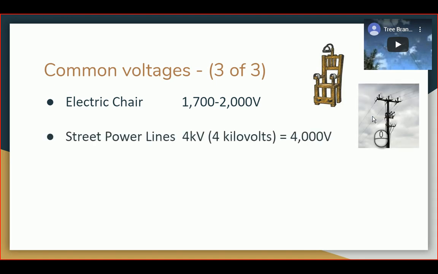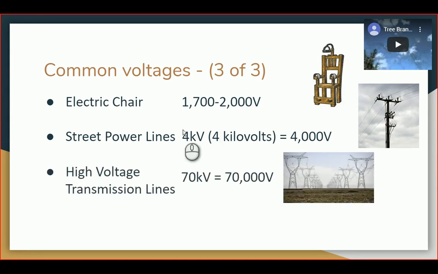Okay, street power lines. These are the lines you see at the top of telephone poles. Those are around 4 kilovolts. So just like a kilometer is 1,000 meters, a kilogram is 1,000 grams, a kilovolt is 1,000 volts. So this is why when you see people working on these lines, they have to be very, very careful. If you get electrocuted by one of these lines, say if they're down in the road, it could very easily kill you.